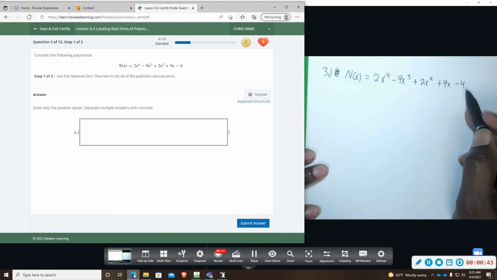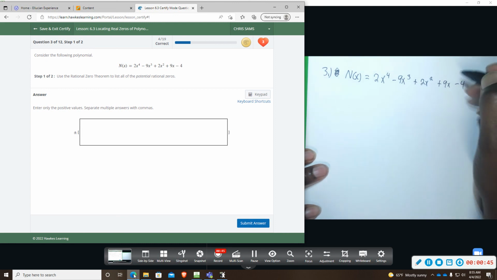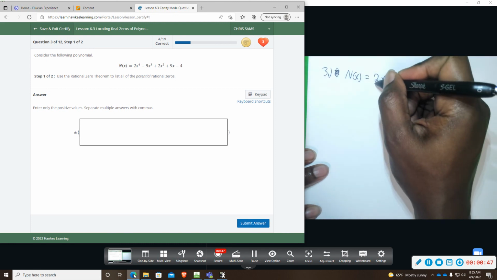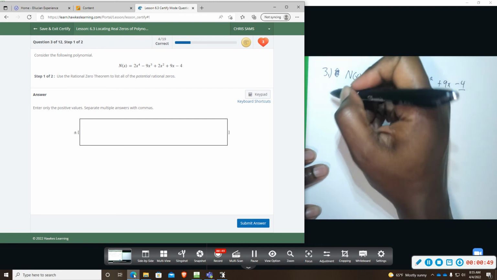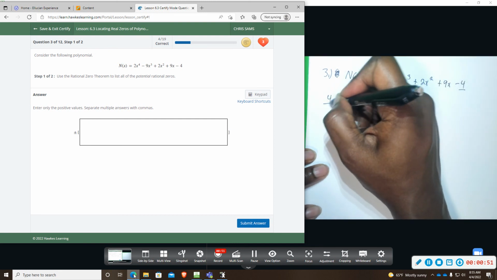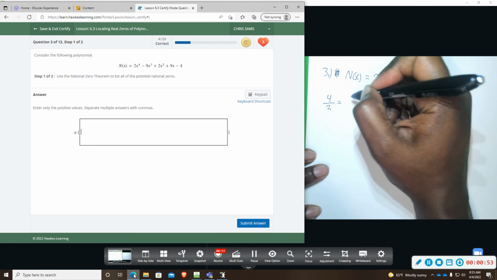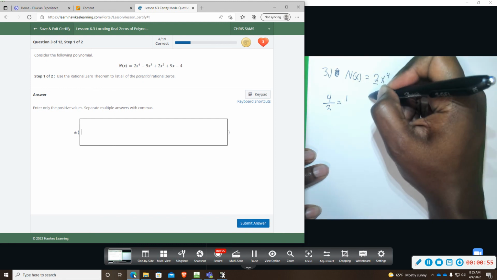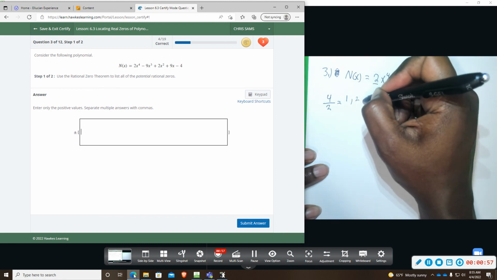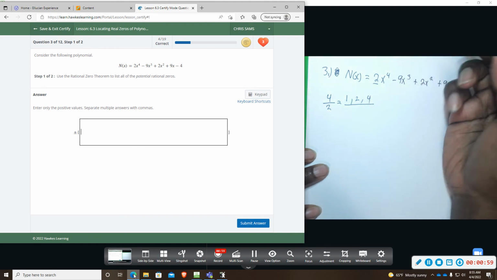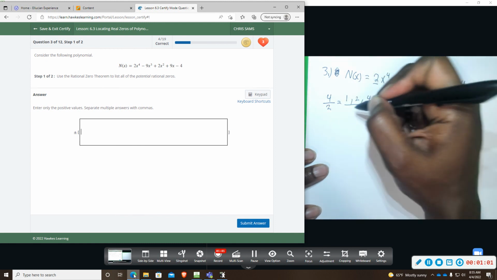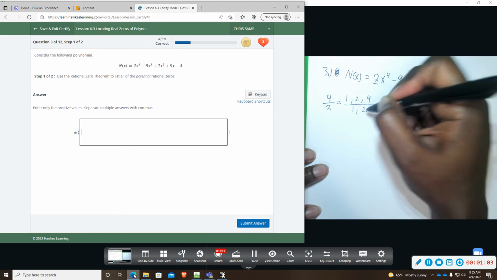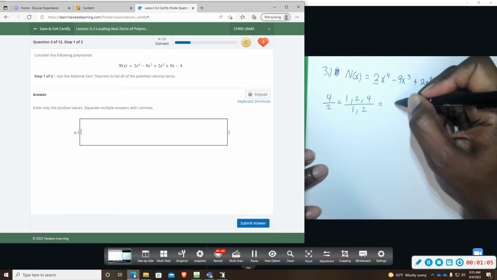All right, constant over leading coefficient. So 4 over 2, we're going to list all the factors of 4, 1, 2 and 4, and then on the bottom, the factors of 2 are 1 and 2. All right, so we'll have a little bit bigger list this time.